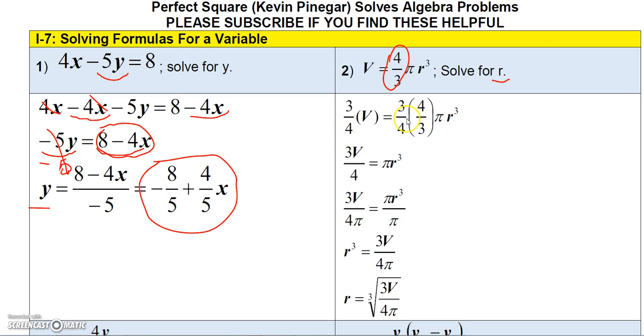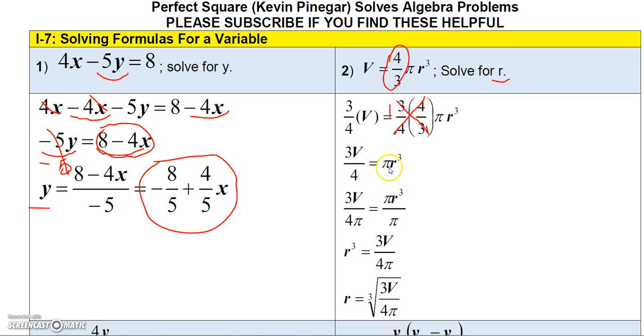So now if you multiply 3/4 by its reciprocal, basically what that's going to do is cancel this out, and 3/4 times 4/3 is just 1. So you're going to get 1 times pi r cubed here. Now over here, 3 times v is 3v, and then you have it over 4. So over there you just have 3v over 4, or you could write that as 3/4 times v.